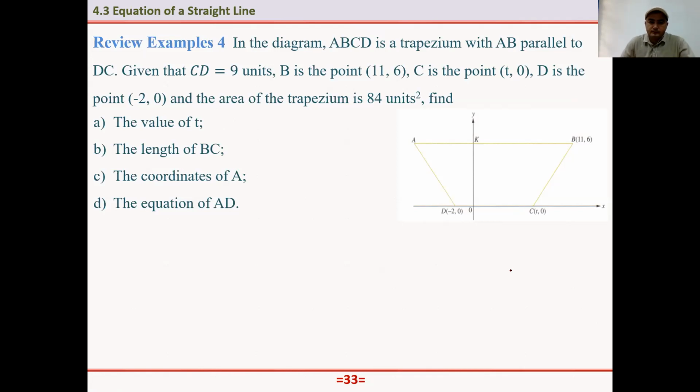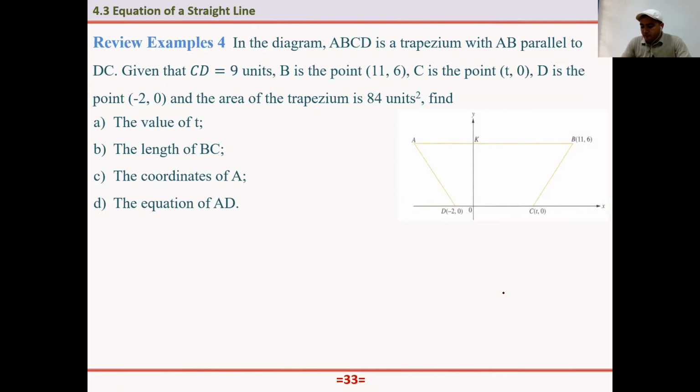In the diagram, ABCD is a trapezium with AB parallel to DC. Given that CD is equal to 9 units, B is the point (11, 6), C is the point (T, 0), D is the point (-2, 0), and the area of the trapezium is 84 units squared. Find A, the value of T, B, the length of BC, C, the coordinates of A, D, the equation of AD.